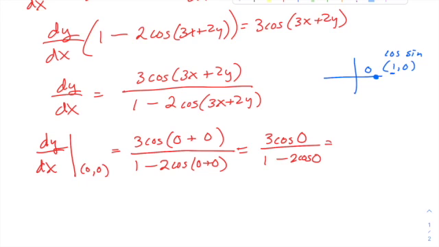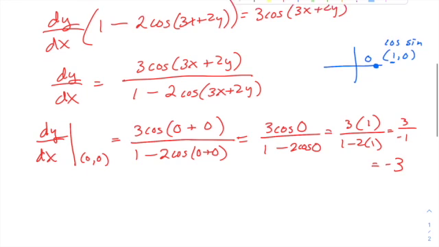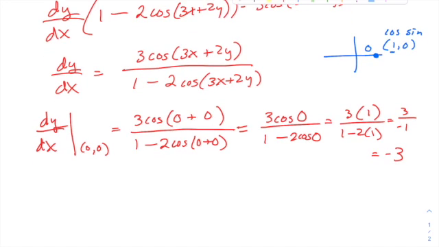So that means we have 3 times 1 divided by 1 minus 2 times 1, or 3 divided by 1 minus 2, which is negative 1. And so we have negative 3. And what is that negative 3? That is our slope of our tangent line. Remember, our point is the origin, 0, 0.